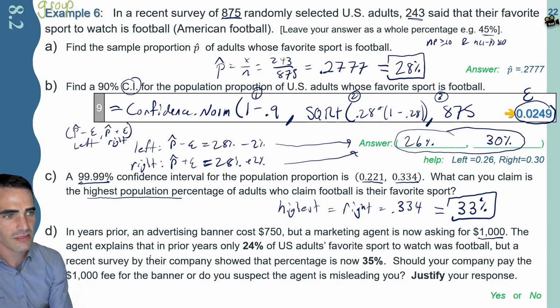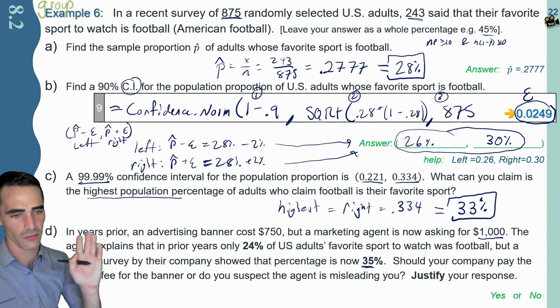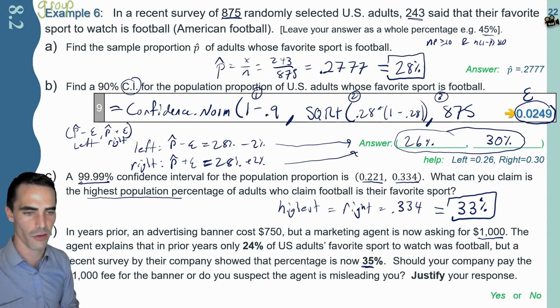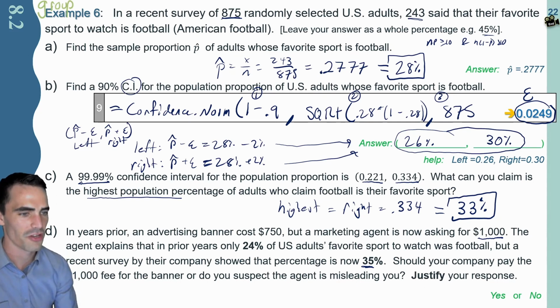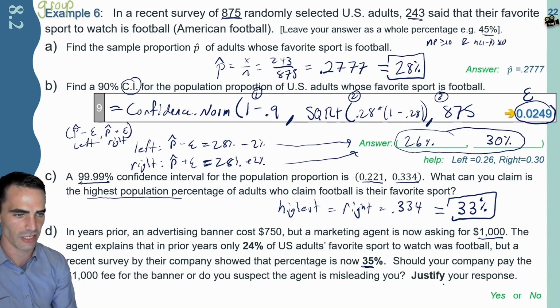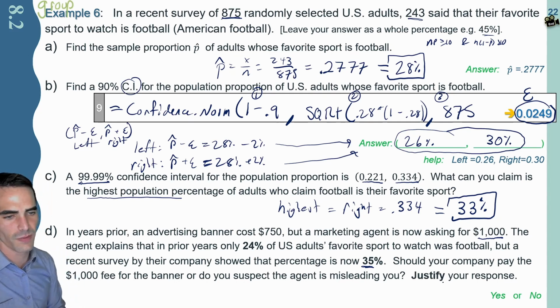The agent explains that in prior years, only 24% of U.S. adults' favorite sport to watch was football. Not very much. But a recent survey by their company showed that the percentage is now 35. They're like, look, this sport is growing. We have more eyeballs watching the sport. We're going to charge you more for your banner. So the question is, should your company pay the $1,000 fee for the banner, or do you suspect the agent is misleading you? Justify your response.